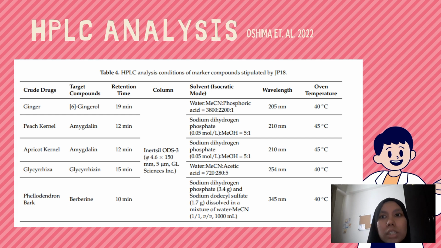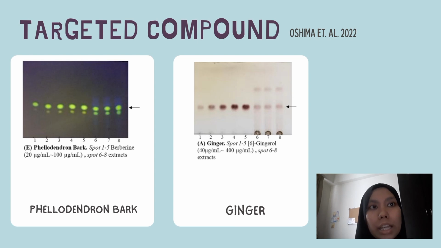It will travel faster with the mobile phase. For the ginger, it will travel slower with the mobile phase, and then it will elute later than the other crude drug. Okay, this is the targeted compound for this crude drug, which is the phellodendron bark and ginger.